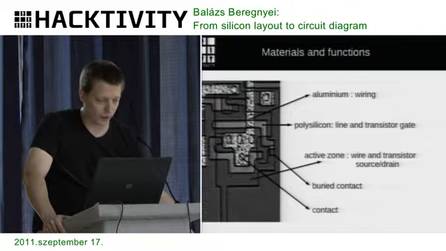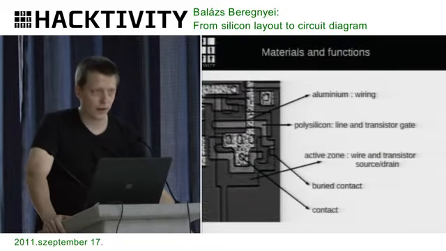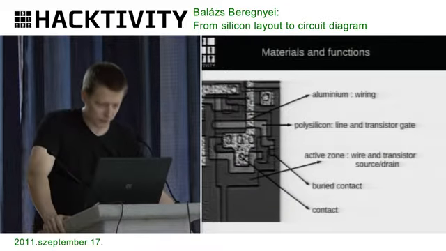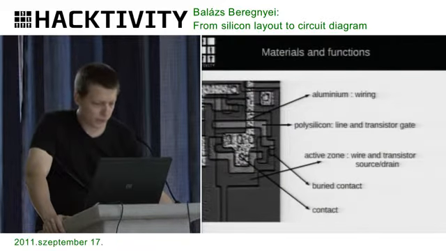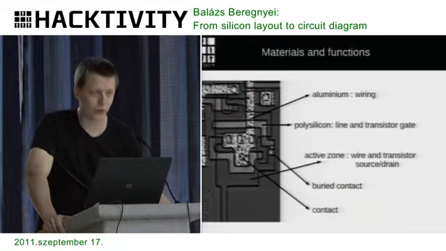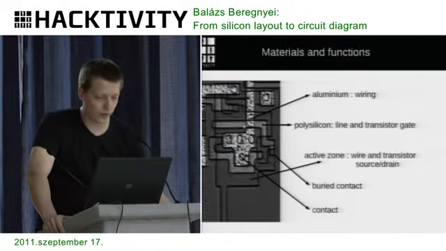We already saw the aluminium. That is that material here. It is only used for wiring. We can connect aluminium to the active zone, so these are 4 contacts here. And there's another contact, a hidden one, or a buried one, and this is connecting the polysilicon with the active zone. That's a buried contact.